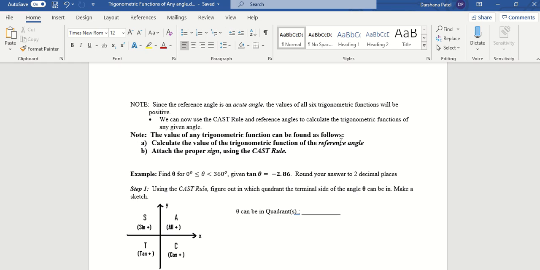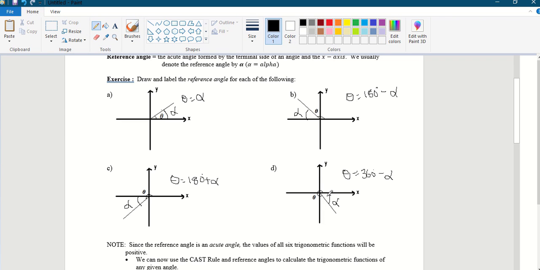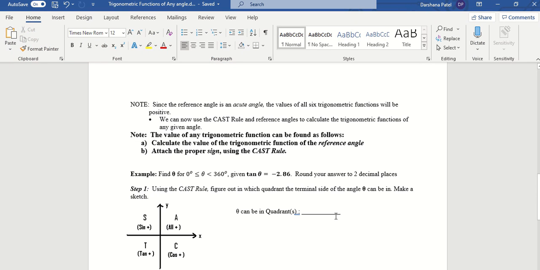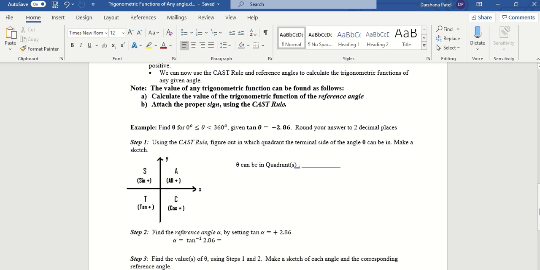Okay. Now, once we get alpha, then as we saw, in order for us to find theta, we can use any of these four. We can say theta equals alpha, theta equals 180 minus alpha, theta equals 180 plus alpha in the third quadrant, and theta equals 360 minus alpha in the fourth quadrant. Okay. Once we have all this, let's look at how we solve problems and what kind of problems we expect to solve from this information.